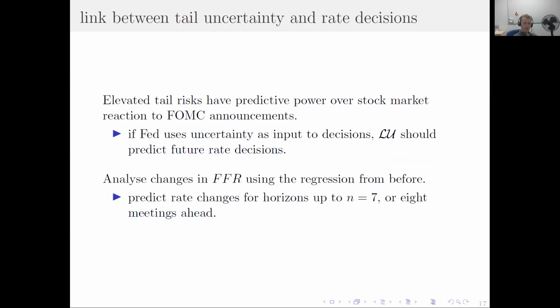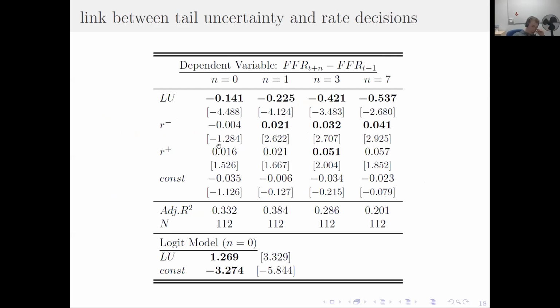And if the Fed uses uncertainty, and more importantly, this left tail or tail uncertainty in general as input to their decisions, then this left tail uncertainty measure should predict future rate decisions, right? And we simply use future rate decisions here as a proxy for changes in policy. And we analyze these changes in the Fed funds target rate using the regressions from before, and we predict rate changes for horizons, so cumulative rate changes for horizons of up to a year or 8 meetings ahead. The results are shown here.